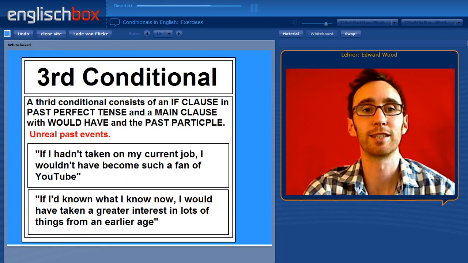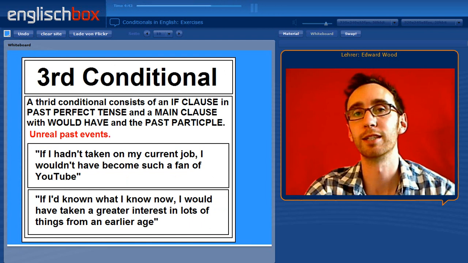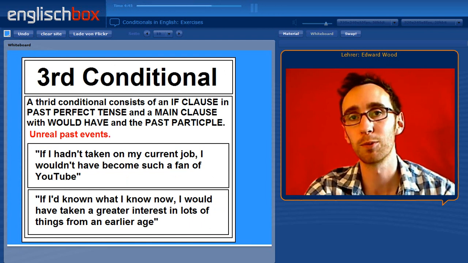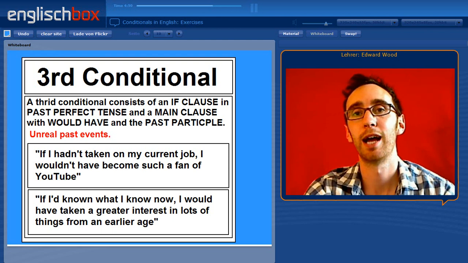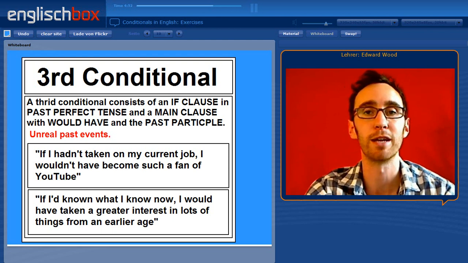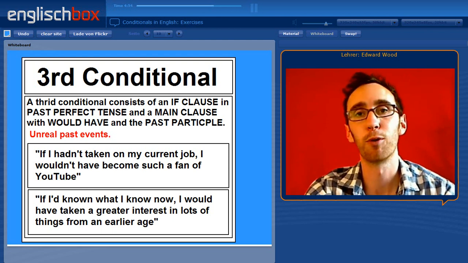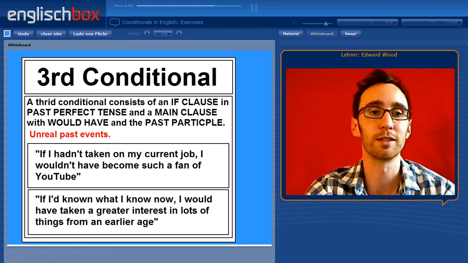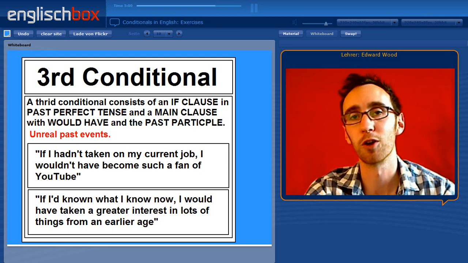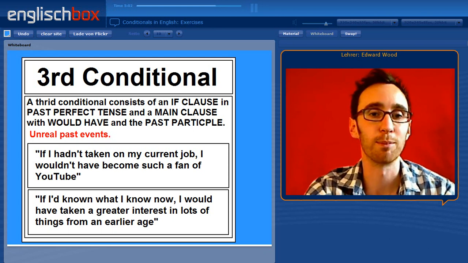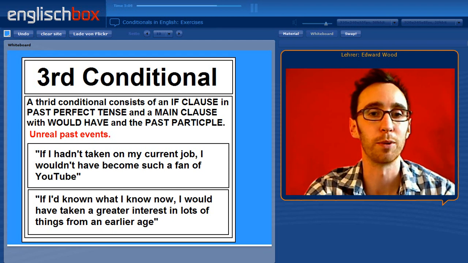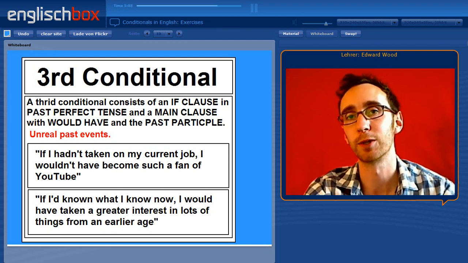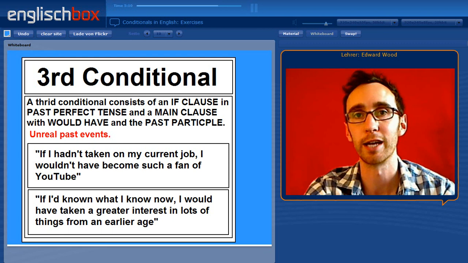This is a third conditional. A third conditional consists of the if clause with the past perfect and the main clause with would have and the past participle of the main verb. We use this for unreal past events. So let's look at some of my answers. If I hadn't taken on my current job, I wouldn't have become such a fan of YouTube. And if I'd known what I know now, I would have taken a greater interest in lots of things from an earlier age.